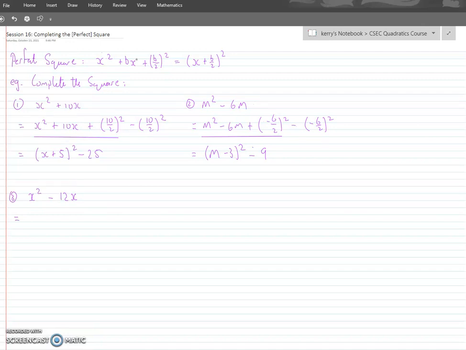We need to make it look like this first of all. We have the x squared, we have the bx term, but we don't have the b over 2 squared, the c term. So you add on minus 12 over 2 squared. But you can't just add this on, you are misbalancing the expression. So you subtract it to rebalance the expression now.